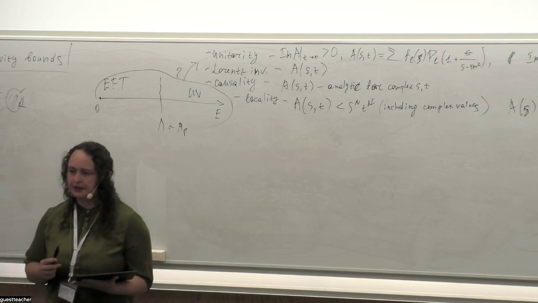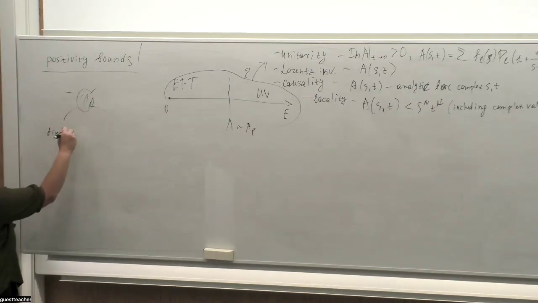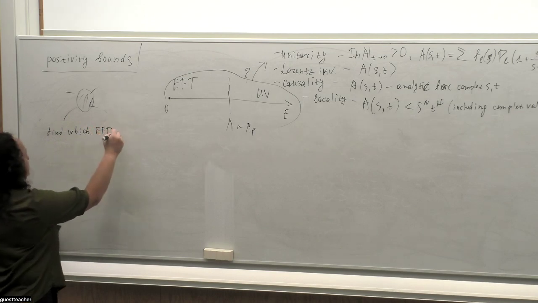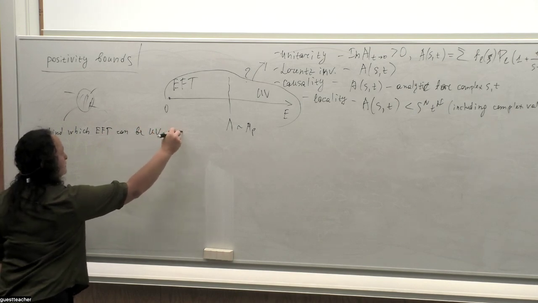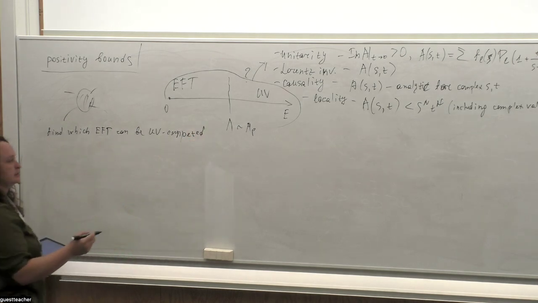That's the statement. So that's the formulation of the problem: find the bounds on low energy EFT such that the UV has these properties. So the problem we are solving is to find which EFT can be completed by the class of theories with the described properties.